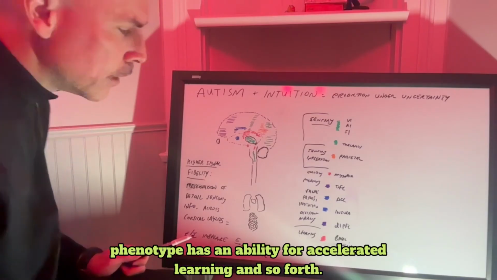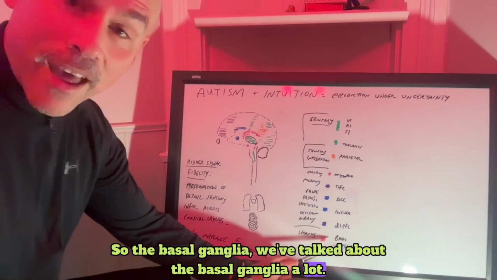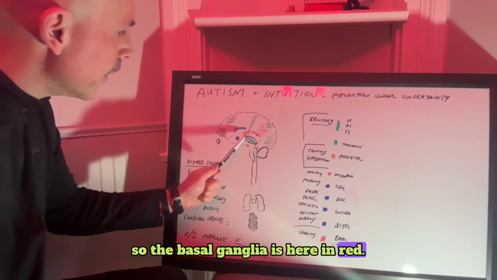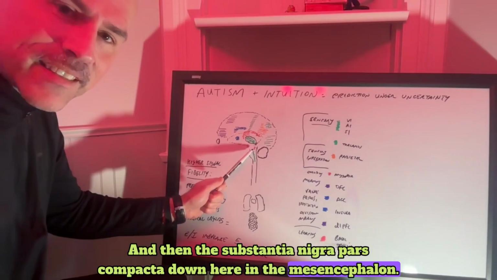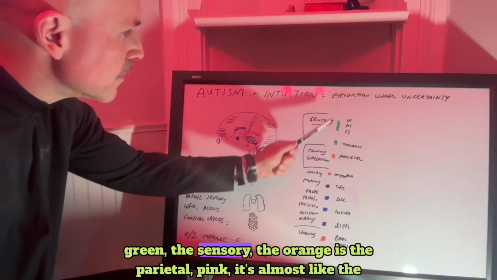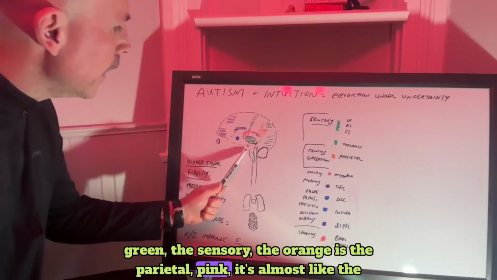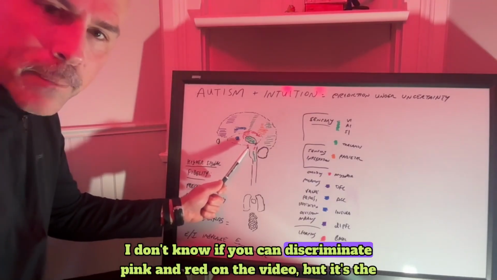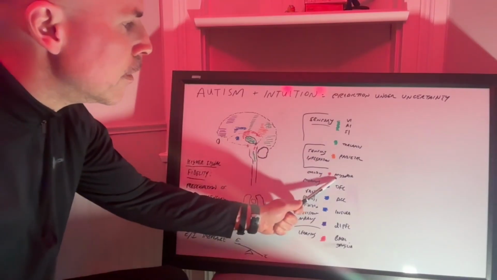So the basal ganglia, we've talked about the basal ganglia a lot. The basal ganglia is here in red. And then the substantia nigra pars compacta down here in the mesencephalon. Okay, so we have green, the sensory. The orange is the parietal. Pink, it's almost like the red. I don't know if you can discriminate pink and red on the video, but it's the amygdala.